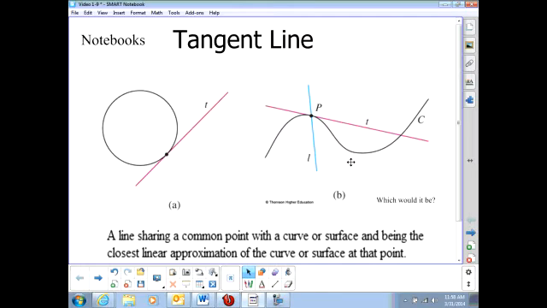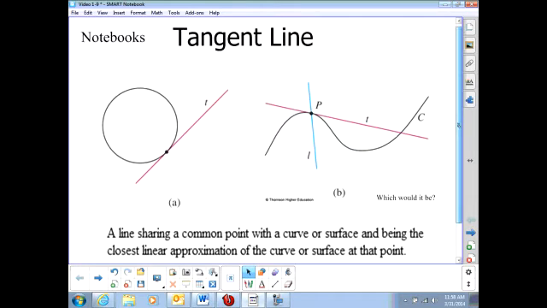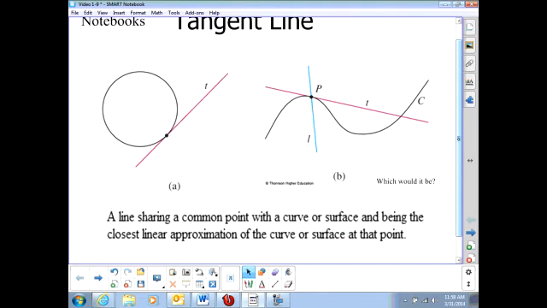Okay, so today we're going to start talking about tangent lines of curves. What is meant by a tangent line is the line sharing a common point with a curve or surface and being the closest linear approximation to the curve or surface at that point.